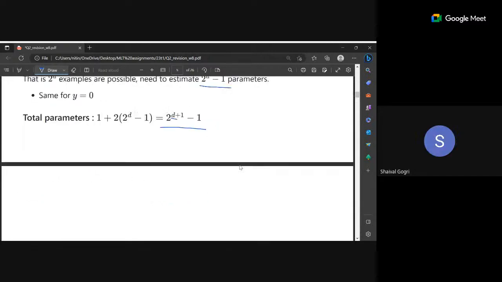One quick question. This 2 power d plus 1 minus 1 would be for y taking values 0 and 1. But if it is multi-class, then this could change. Like if there are three classes, then this will change, right?